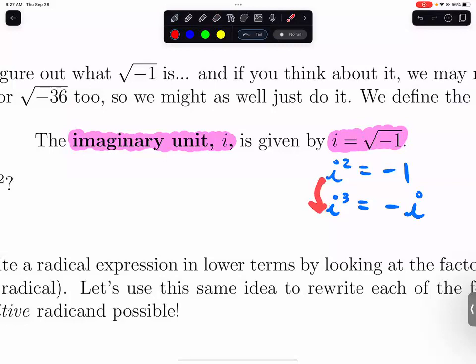Multiply by i here to get from squared to cubed, which means you multiply by i here to get from -1 to negative i, right? Or the opposite of 1 if you want, and the opposite of i, in the sign sense. Okay, what about the 4th power?